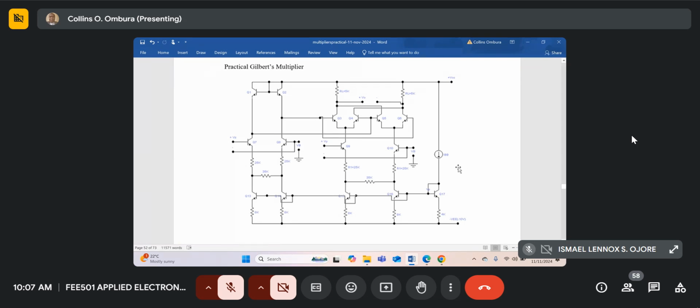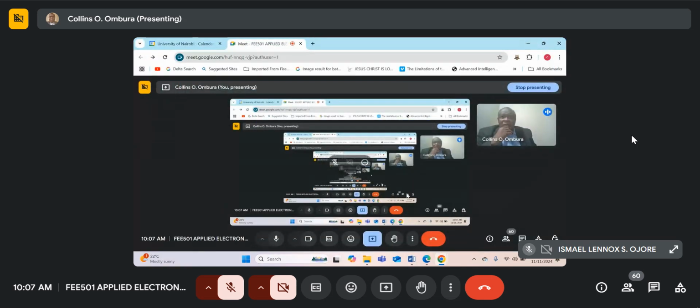Now the circuit which you can see before you is a practical Gilbert's multiplier. The only part which is missing is the output part. I could not draw it over here because if I were to draw it here, it would take a lot of space. This is what I mean. Let's just see if I can get you a complete one.